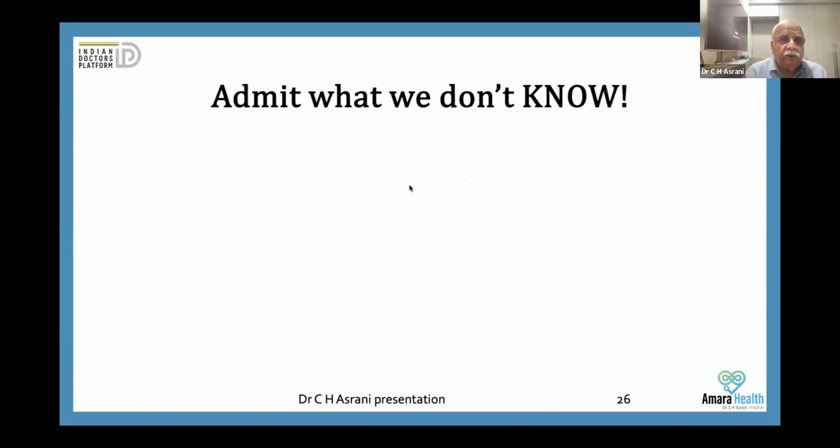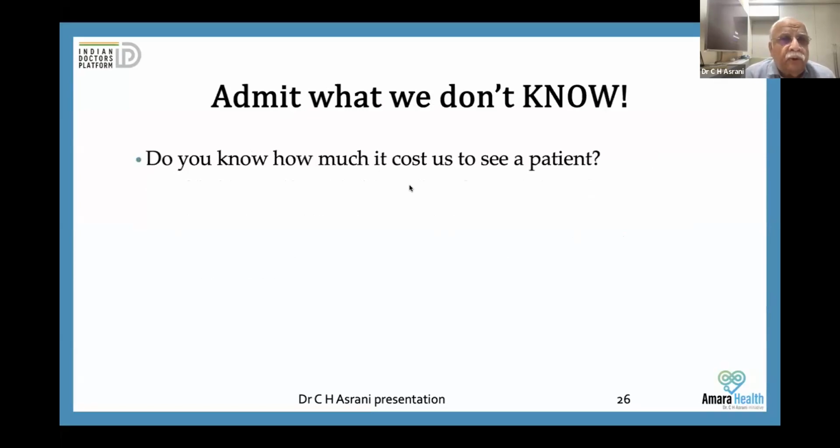Admit what you don't know. This is a honesty check. Do you know what is the cost to see each patient? How will you arrive at this cost? Last month, I saw a total of 1,600 patients. So how many working days? These many days. What is my total cost of running the clinic? That is my cost of seeing per patient. I am not even taking the cost of my intelligence.